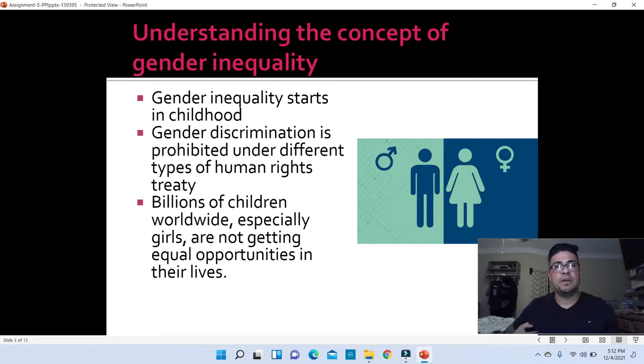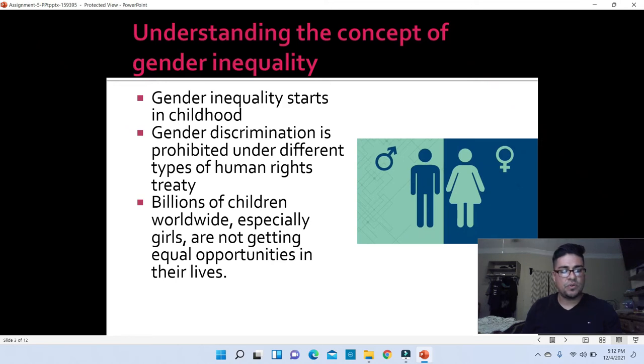Understanding the concept of gender inequality. To understand the concept of gender discrimination, it has to be understood that there are different factors working together, which start in childhood. It continues to rob all the children of their childhood and limits their chances of opportunity because of the disproportionate effect given to all the genders.